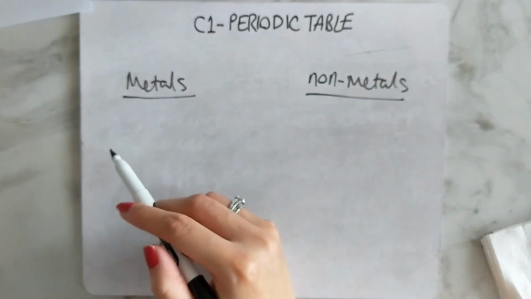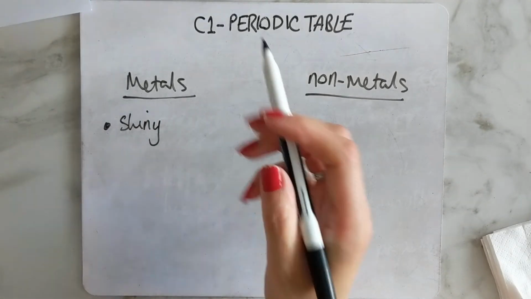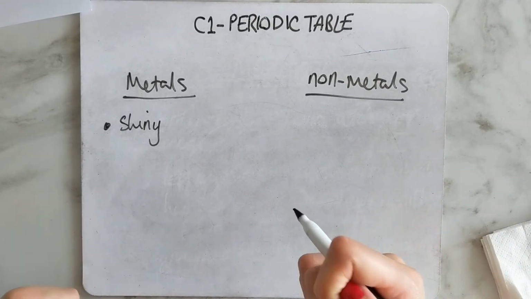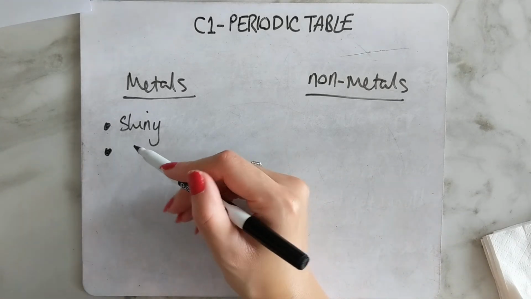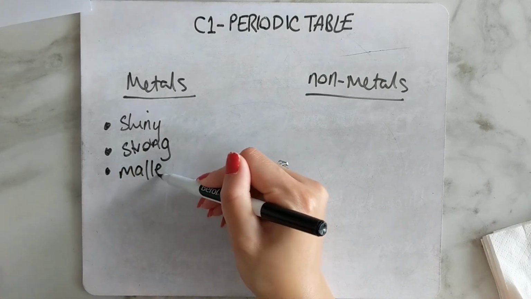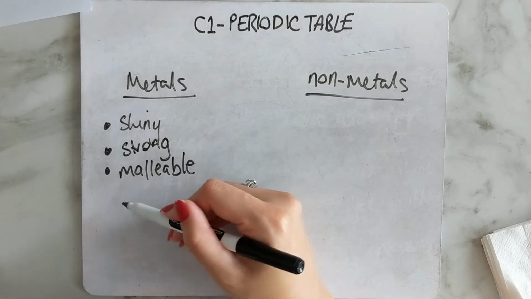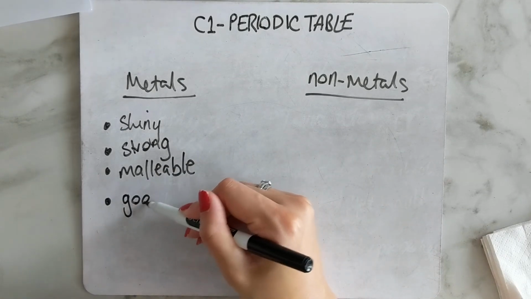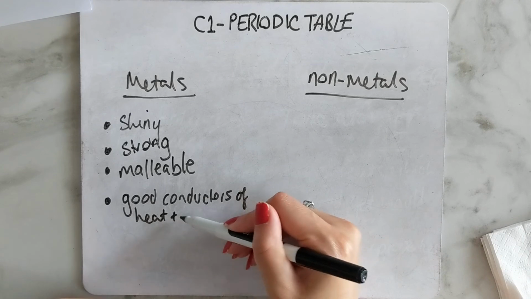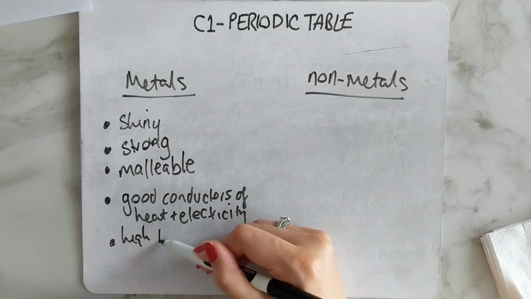So some properties of metals then. So they are shiny. Not all, on average, metals tend to be shiny. Not all of them. There are some that don't really fit the pattern, but generally we can say metals are shiny. They're strong, malleable, just meaning they can be bent or hammered into different shapes. They're good conductors of electricity and heat. And they have high boiling and melting points.